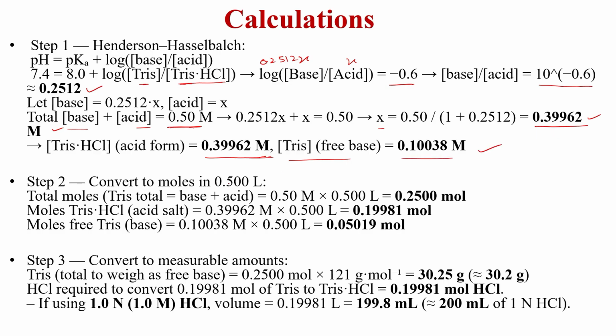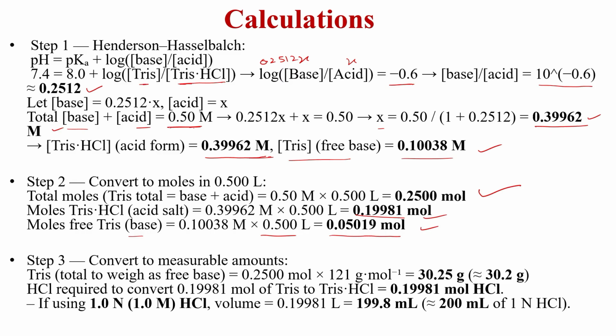that is equal to 0.10038 molar. Now since we want to prepare 500 ml, that is 0.5 liter, the total moles of Tris required for both base as well as acid will be equal to 0.5 into 0.5, that is equal to 0.2500 mole. The moles of Tris-HCl required is 0.39962 into 0.5, equal to 0.19981 mole, and the moles of free Tris, that is base, required is 0.10038 into 0.5, equal to 0.05019 mole.